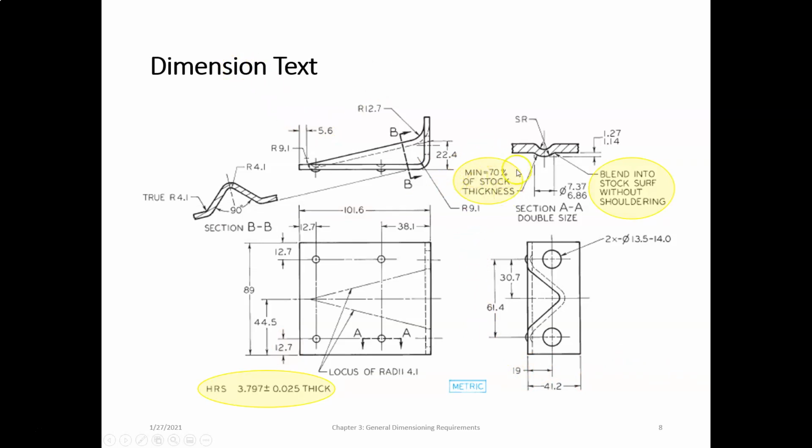Here are some examples of dimension text. In this case, these are local notes. A general note applies to the whole drawing. A local note is typically applied with a leader pointing to the object in question. In this case, the stock thickness or the blend. These are leaders connecting the local note to the object. This down here is a general note because it applies to the whole drawing. Notice it doesn't have a leader. So this says hot rolled steel is 3.797 plus or minus 0.025 thick, for the material that this object is made out of.